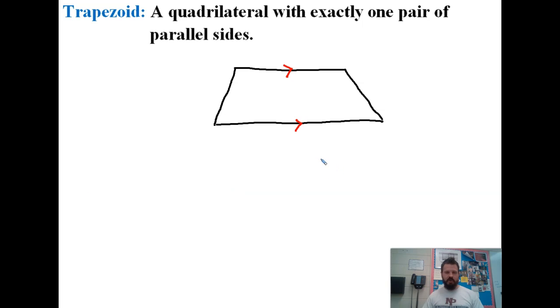A little bonus vocab we'll use for you. Usually we call the parallel sides the bases. So I'd say I have a base on top and a base on bottom. And then we'll say the other sides are the legs. So I have two bases, two legs. That's usually how we refer to the sides of a trapezoid.